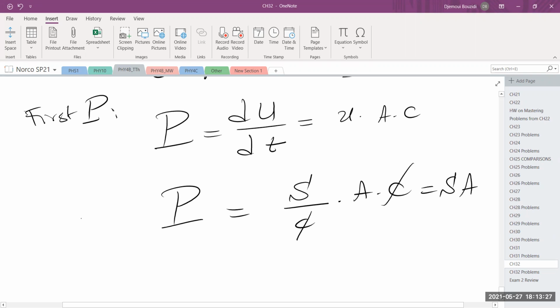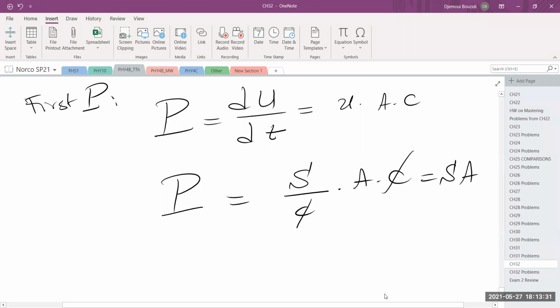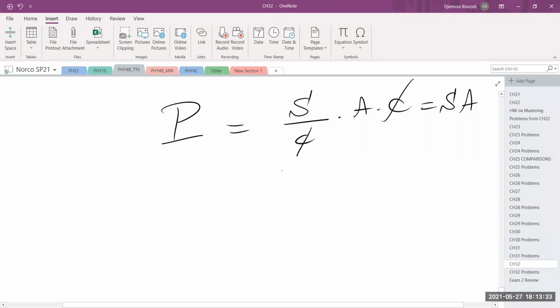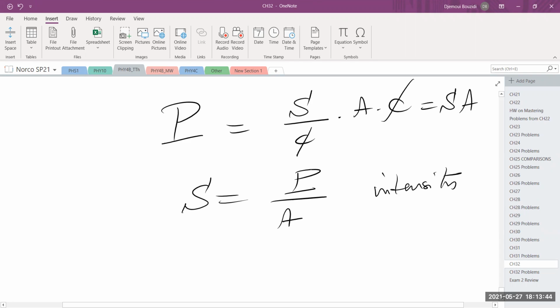So the Poynting vector has a relationship with the power. As a matter of fact, I can write the following expression: S is equal to P over A. And this becomes what is known as the intensity, because this is how much power is spread over an area. So if I have an amount of power, how many watts, those watts will spread all over.